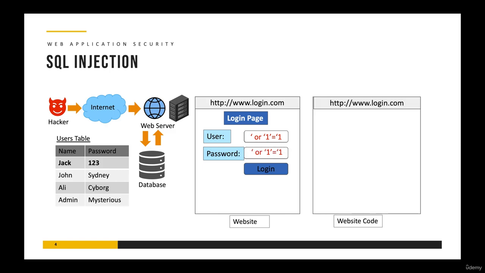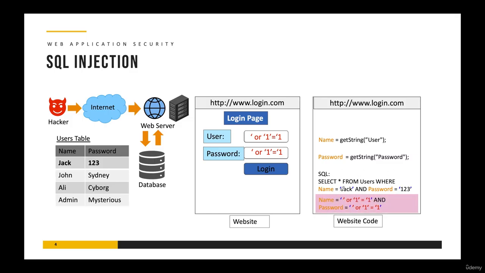So if we see the backend code for the same website, we see the same name variable and the same password variable. But now, the values of these variables would be different. Previously, our final query which was constructed was select asterisk from users where name is equal to Jack and password is equal to 123. But now we'll have a different query because the variable name and password are replaced with this string. So basically, our final query becomes select asterisk from users where name is equal to blank or 1 is equal to 1 and password is equal to blank or 1 is equal to 1.